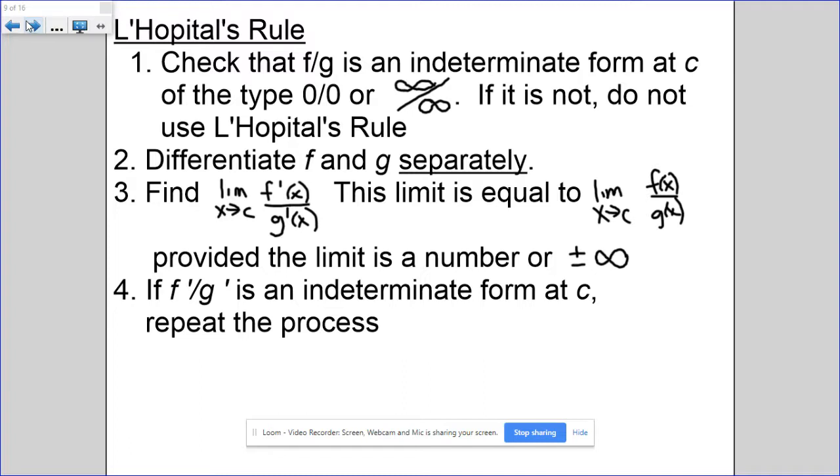If it is an indeterminate form, your second step is to differentiate f, differentiate g separately. Then you find the limit as x approaches c of f prime of x over g prime of x. But if, as we saw in the last slide, f prime over g prime still gives you an indeterminate form at c, then you can repeat the process. Take the derivative of each one individually again, plug in c, see if that works.